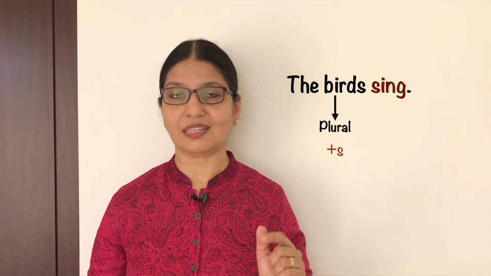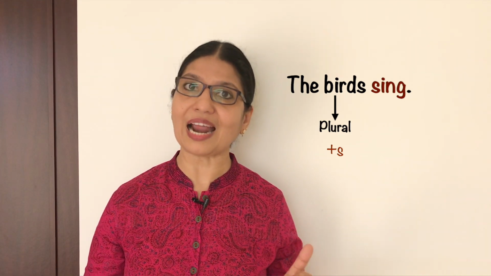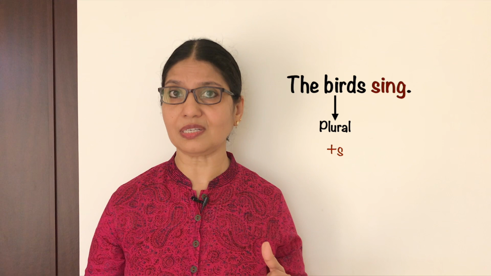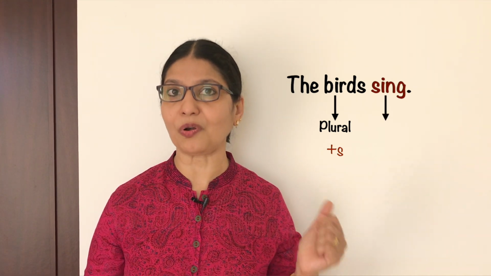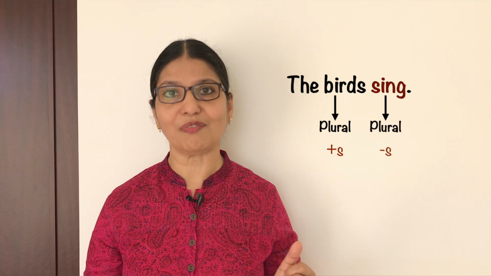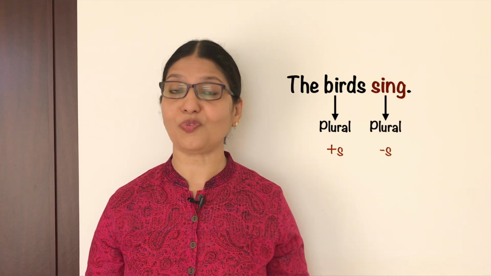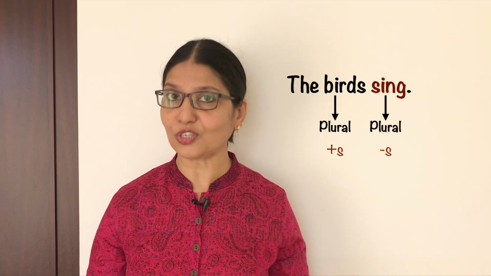Now here is the next sentence, the birds sing. In this case, the subject is birds, so it's plural, and in order to make the subject bird plural, we added an S. So you know that birds has taken a plural verb. But how did we form the plural of the verb sing? We removed the S. So we always add an S in order to make a subject plural, but in the case of a verb, we remove the S so as to make it plural.